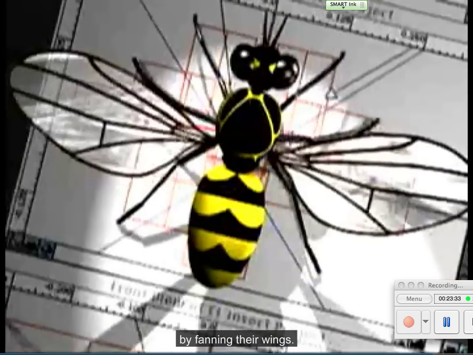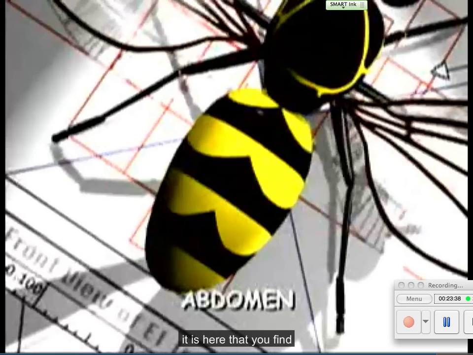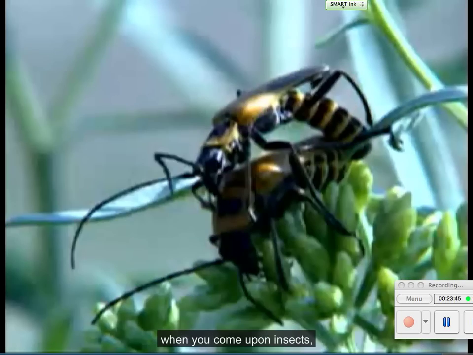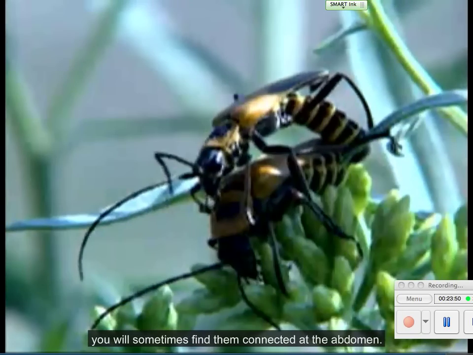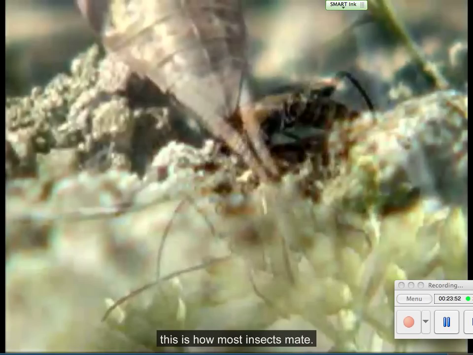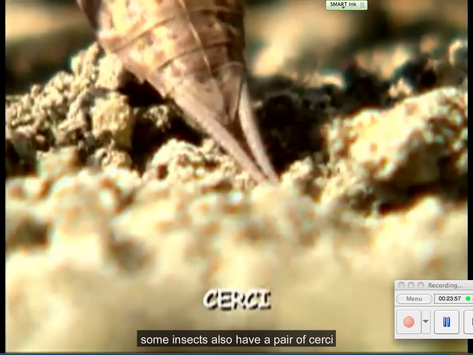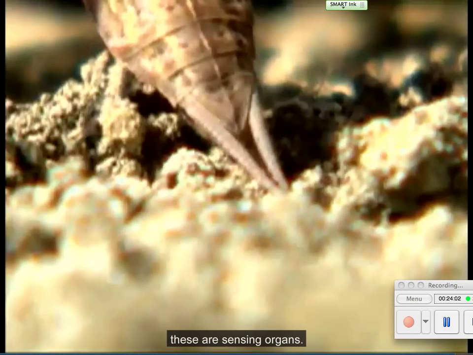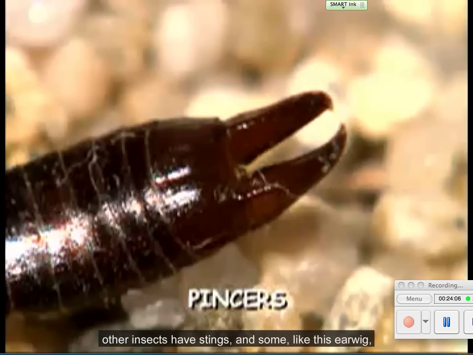An insect's third body part is its abdomen. It is here that you find a number of important glands and organs, including its reproductive organs. When you come upon insects, you will sometimes find them connected at the abdomen. This is how most insects mate. In addition to their sex organs, some insects also have a pair of cerci extending from their abdomens. These are sensing organs. Other insects have stings, and some, like this earwig, have pincers, which are used for defense.